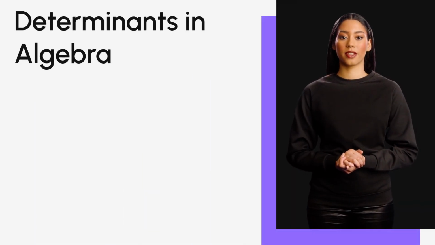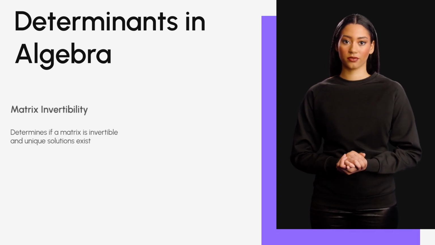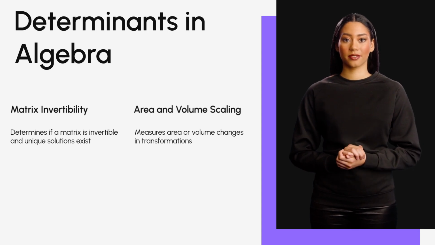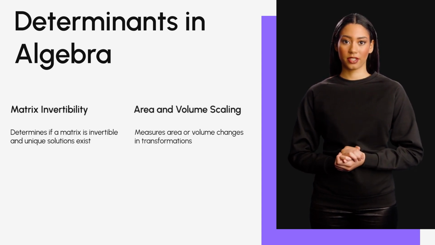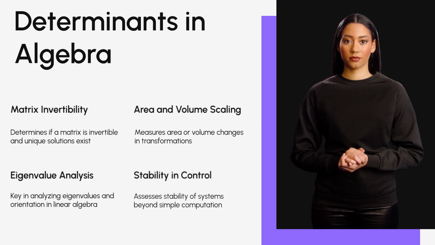The determinant reveals a matrix's invertibility and solution uniqueness. It measures area or volume scaling and transformations. In linear algebra, it's key for eigenvalue analysis and orientation. Determinants assess stability in control systems. Their role extends beyond mere computation.